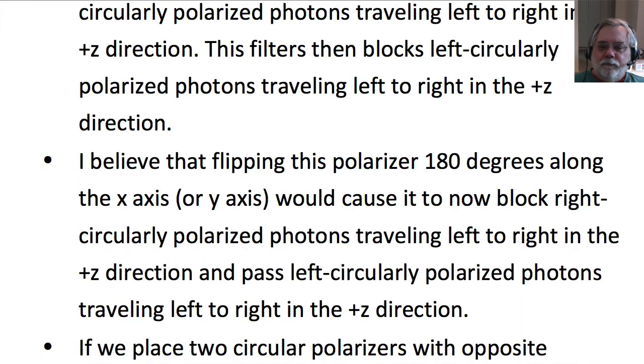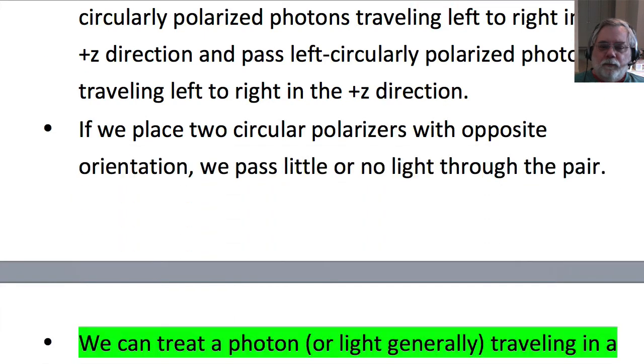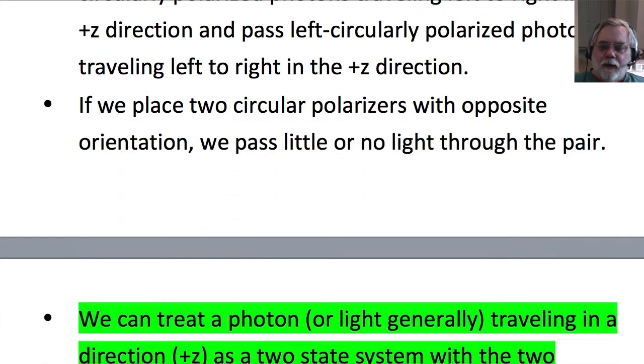Now, I believe if you flip that polarizer 180 degrees along the x-axis or the y-axis, that would cause it to now block right circularly polarized photons traveling left to right and pass left circularly polarized photons traveling left to right. If we place two circular polarizers with opposite orientation, we will pass little or no light through the pair.